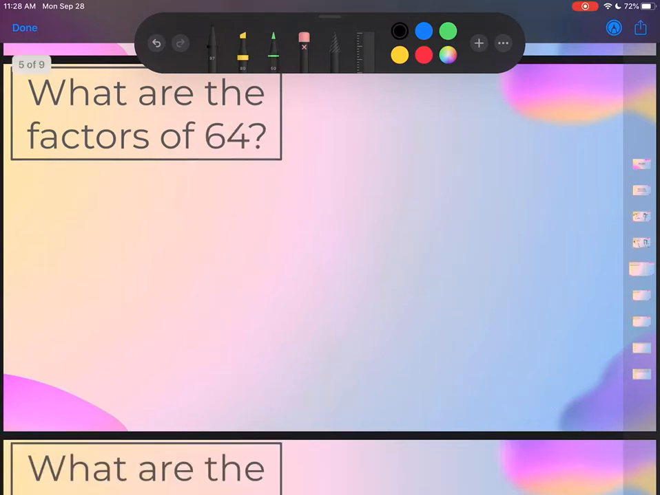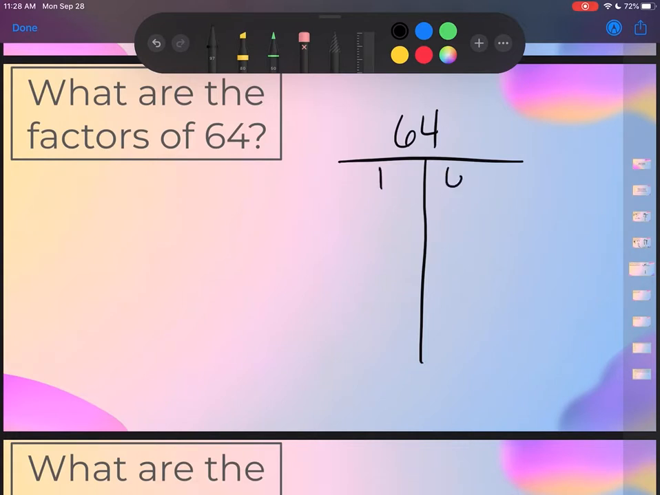Let's try another one. Now, what are the factors of 64? So let's make another T-chart, right? So we'll do 64, make my big T. All right, so remember, 1 times a number is always going to stay itself, right? So 1 times 64 is guaranteed to be a factor, right? 1 is always going to be a factor of a number.